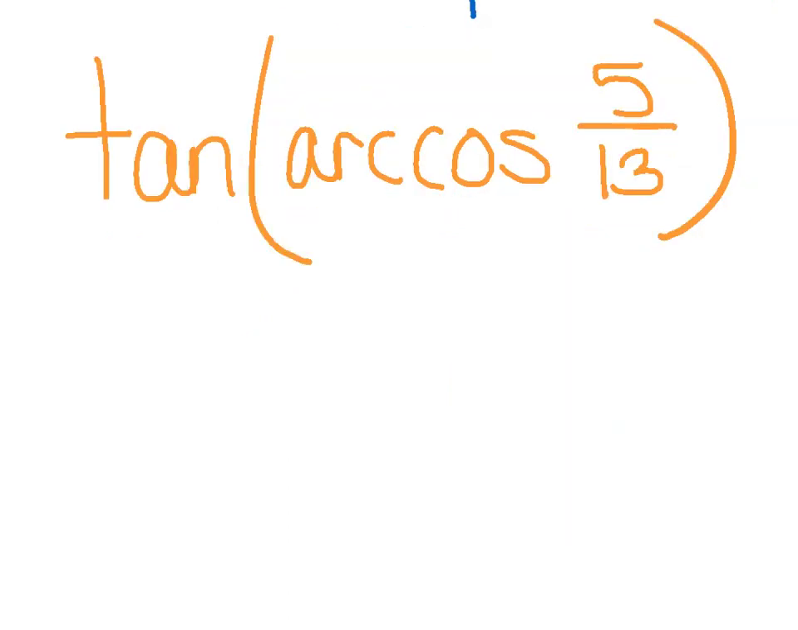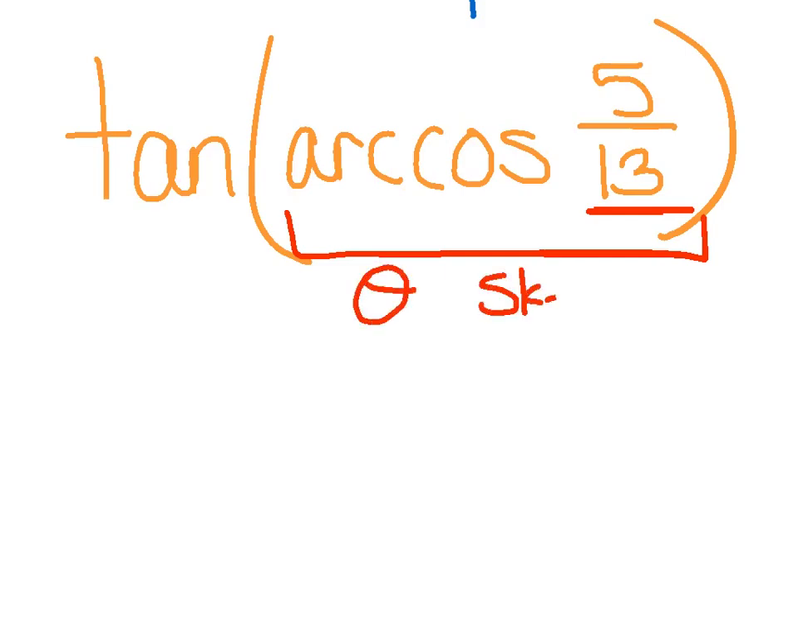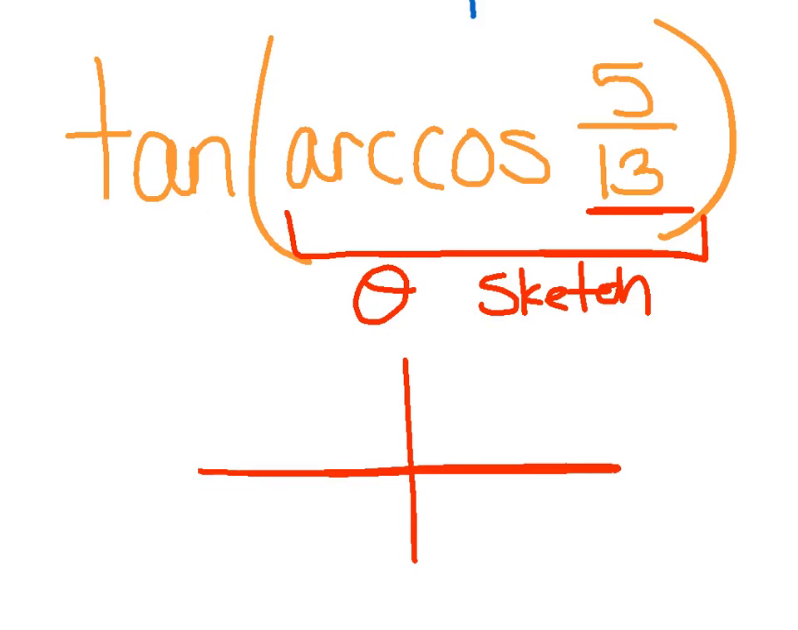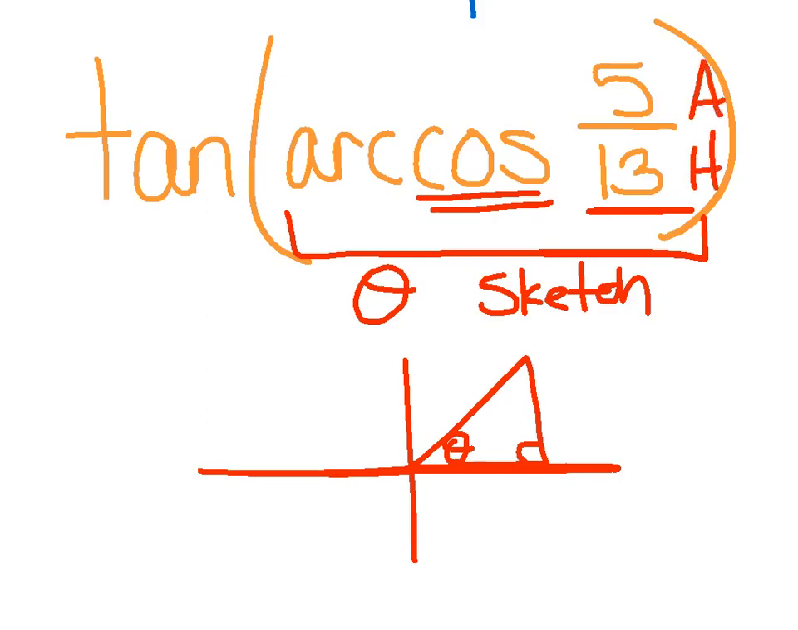Let's try another one. The tangent of arccosine of 5 over 13. Again, I don't know what angle has a cosine of 5 over 13. So I'm going to use this to find theta, and I'm just going to sketch it out. I'll quickly draw my axes. Again, I'm going to assume I'm in quadrant 1, unless I'm told otherwise. Theta sits at the origin. This time I'm using cosine, so I'm saying SOHCAHTOA, adjacent over hypotenuse. So 5, 13. And again, it's a triple. Hopefully you know this side going up is a positive 12.